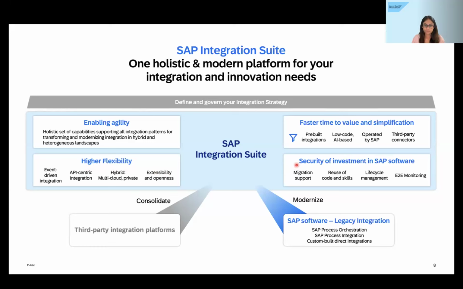Now for our customers who want to move from PIPO to Integration Suite, what do we have? First of all, as you all know, we will have the end of maintenance of PIPO by 2027 and extended maintenance by 2030. So we have an urgent request to all our customers to move from legacy middleware PIPO to Integration Suite. Or during this journey, if you really want to consolidate your third-party integration platforms too, you can do it and move to Integration Suite.